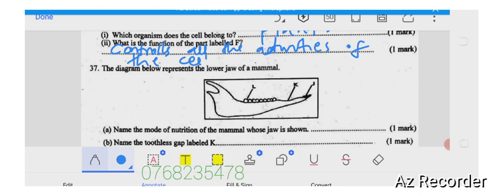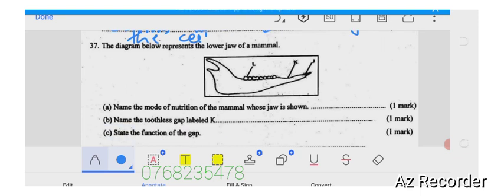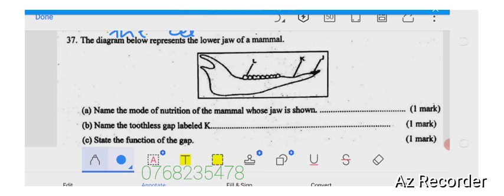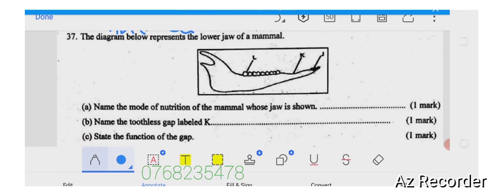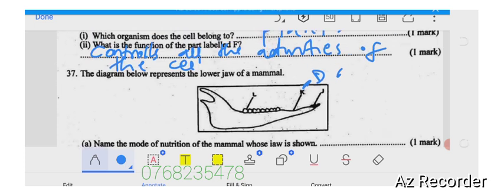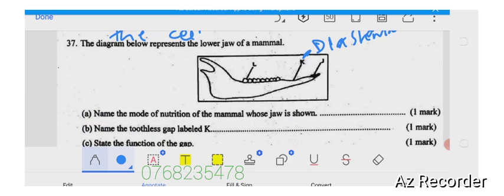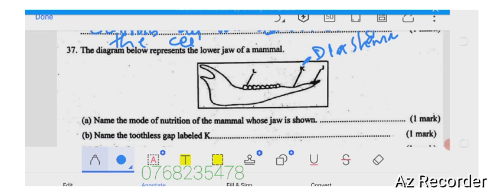Question 37. The diagram below represents a lower jaw of a mammal. This is grade 9 work. As you can see, we have a toothless gap here. A toothless gap, we call it a diastema. Anytime you see the toothless gap there, automatically you know that the mode of nutrition is Holozoic, under what we call herbivorous. J is the incisors and L is the molars.